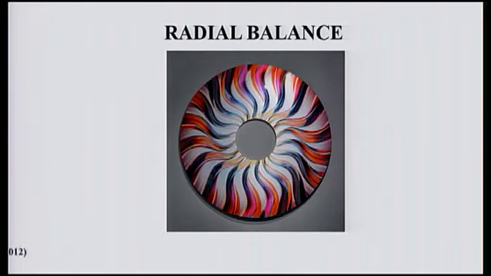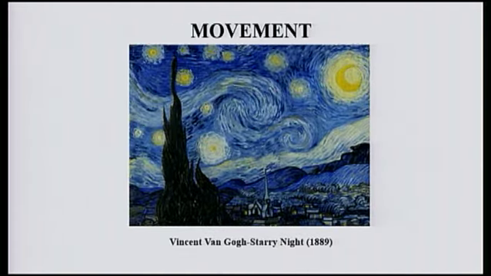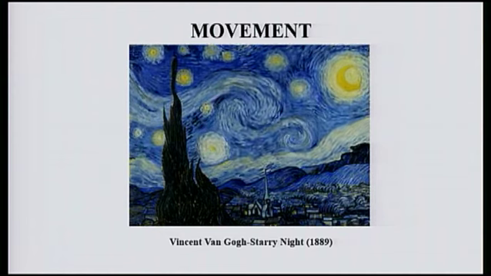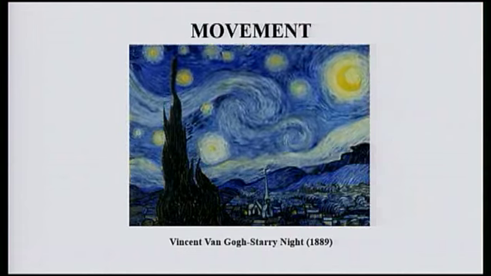Here, radial balance can be seen in the work of Chuck Elliott. It is based on a circle with its design extending from the center. Next, we have movement. The Starry Night of the artist Vincent van Gogh depicts movement through dynamic swirls and curves.